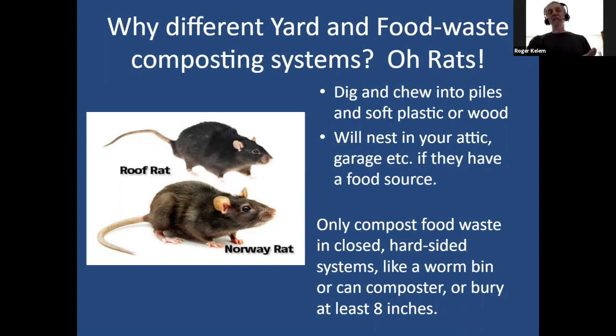Rats are not terribly attracted to yard waste, but they are to food, particularly cooked food, things that are greasy or have dairy products or meat or fish will attract rats. So in composting, we need to keep those things in, and we have separate systems for composting food from yard waste. Now we go to the next one.